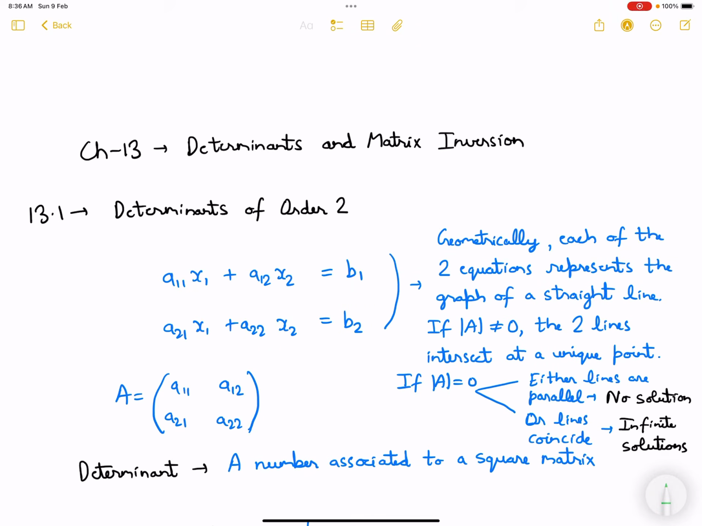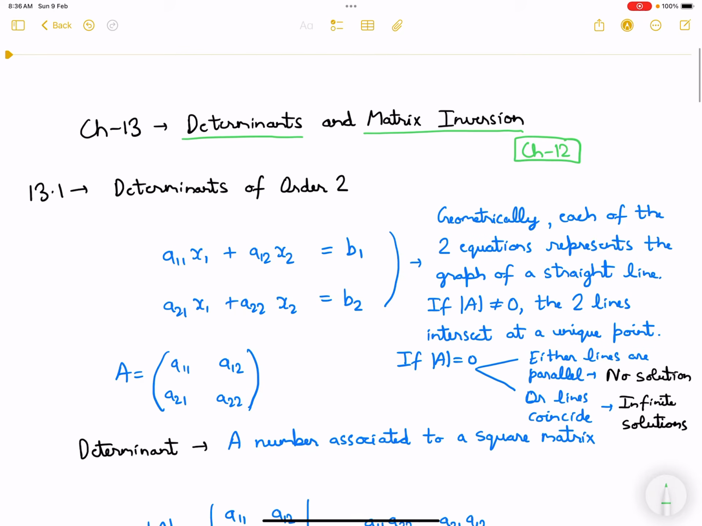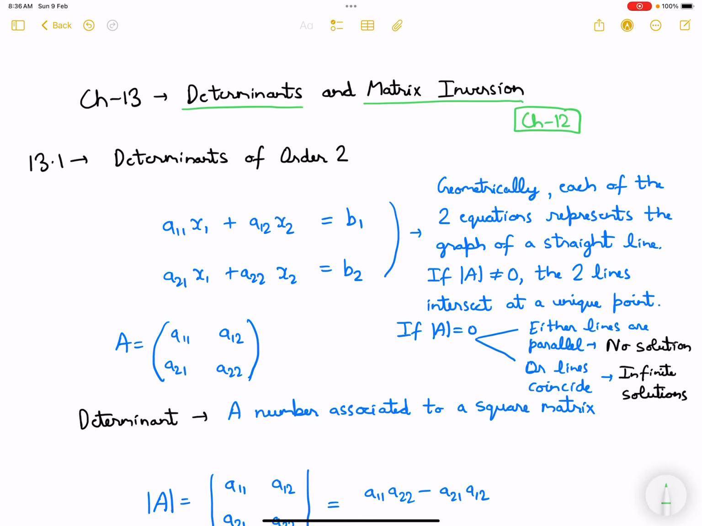Hello everyone. So in the previous videos we have completed chapter 12, so we'll start with chapter 13, determinants and matrix inversion. You must have studied determinants and matrices in your class 12th as well, but this would be a slightly advanced version, but it is very scoring.